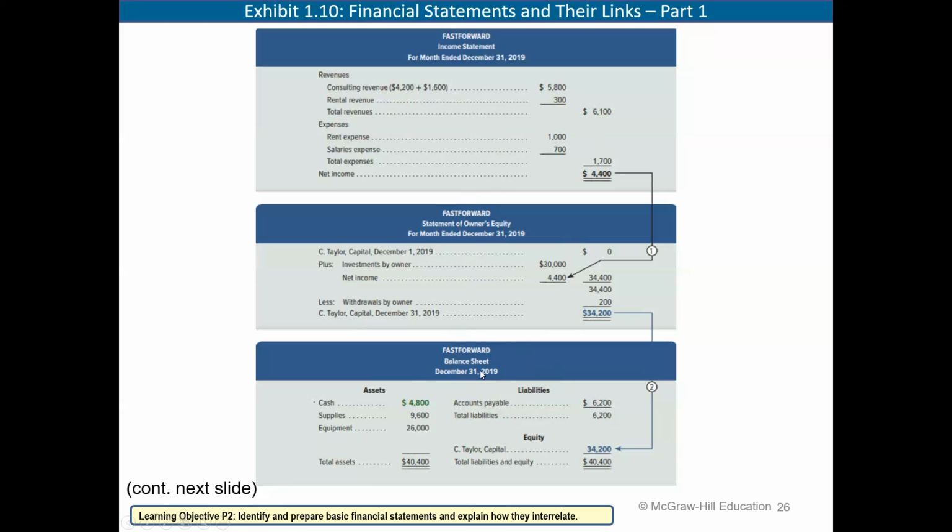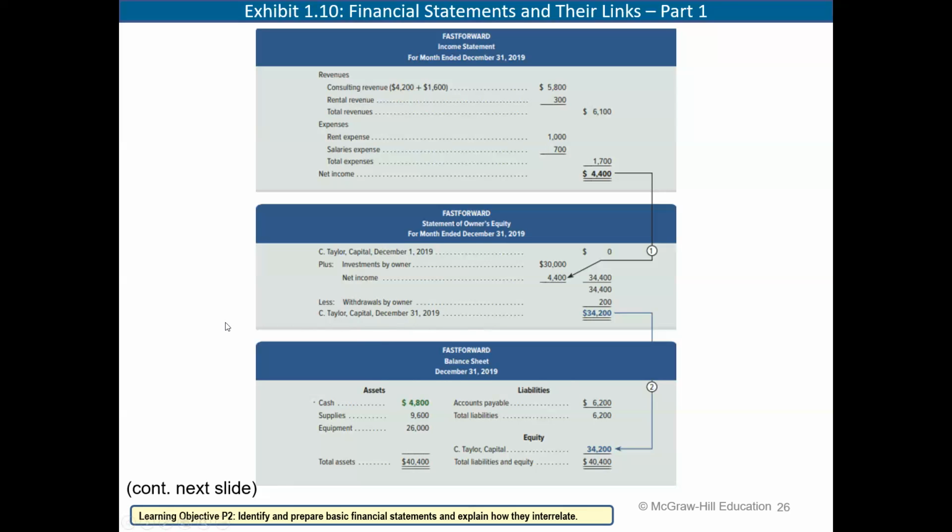So as of December 31st, 2019, there was 4,800 in cash, 9,600 in supplies, 26,000 in equipment, so total assets of 40,400. There was 6,200 in accounts payable, so our total liabilities, money we owe, and then our total equity of 34,200. You can see that that equity amount comes right off of the statement of owner's equity. At the bottom of that, our total assets and our total liabilities plus equity have to balance. And when everything balances, it's a wonderful feeling.